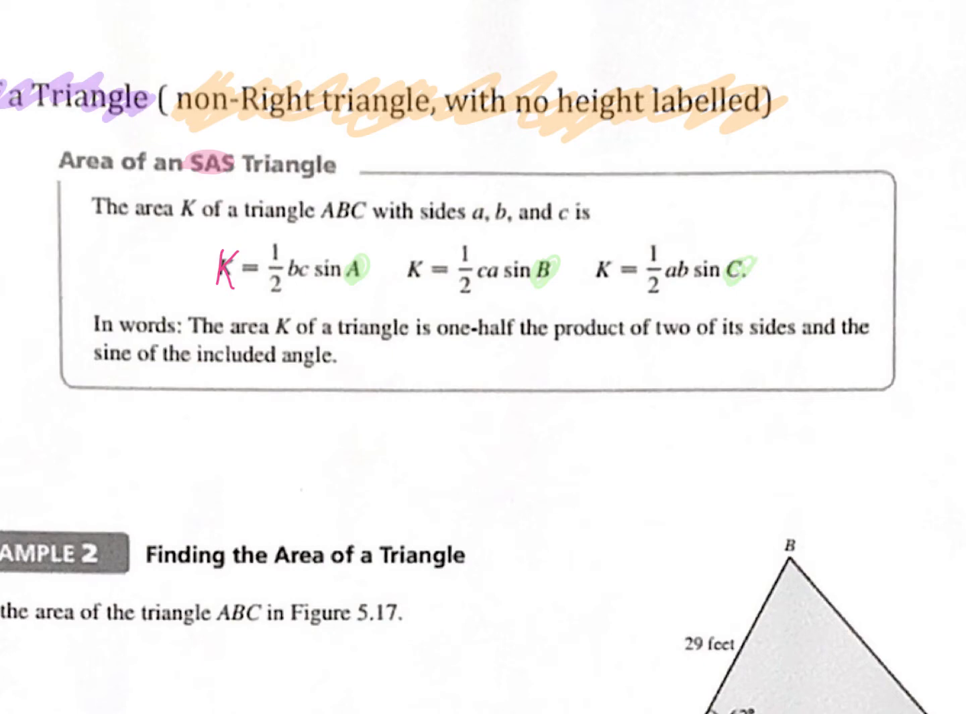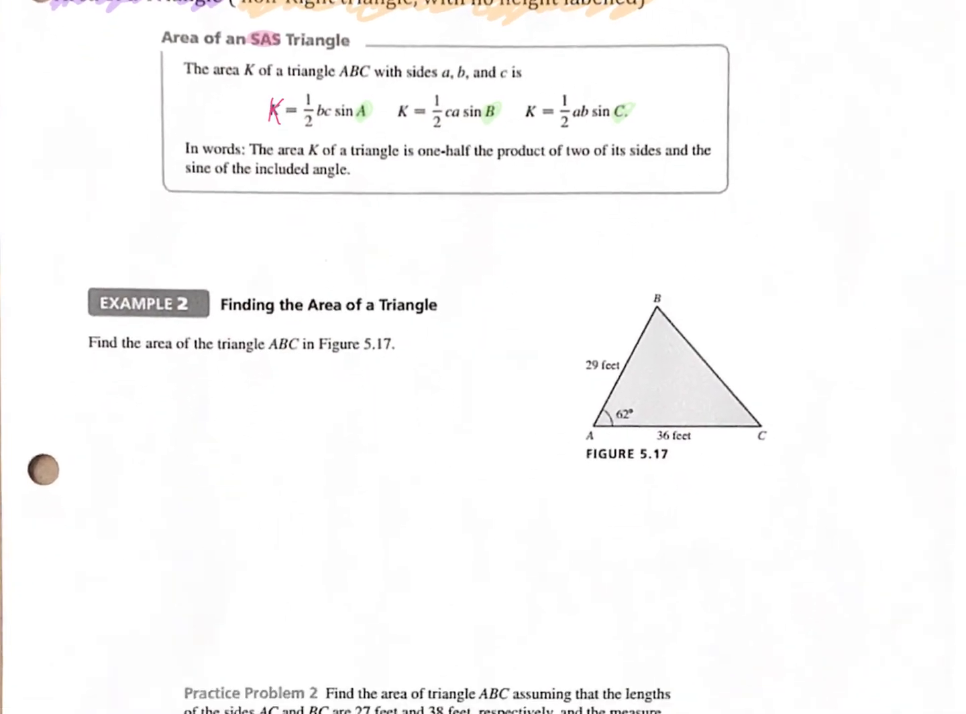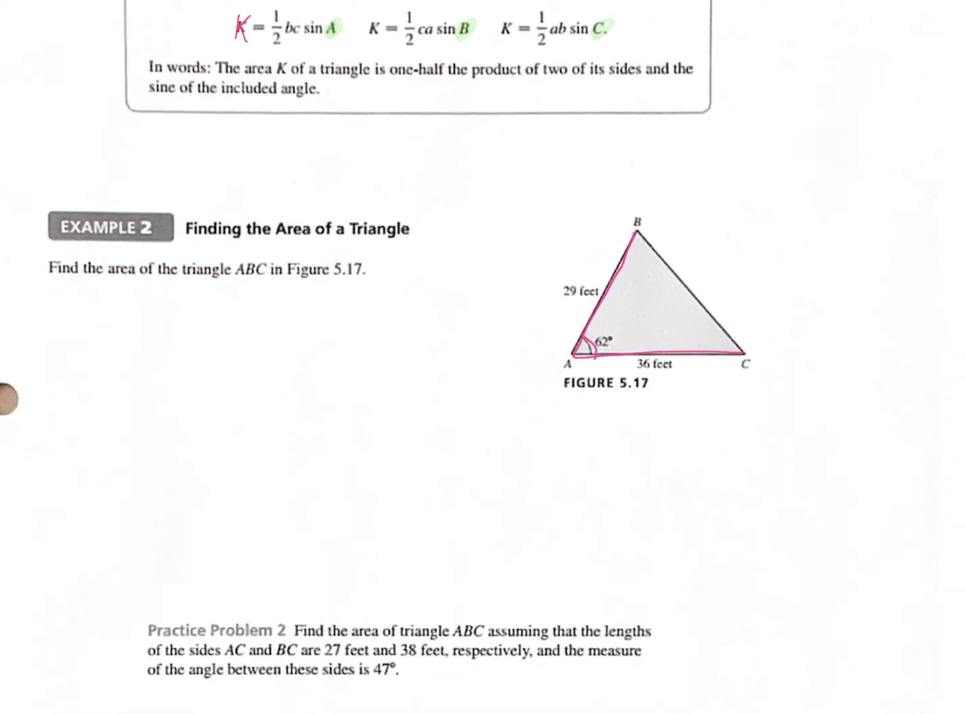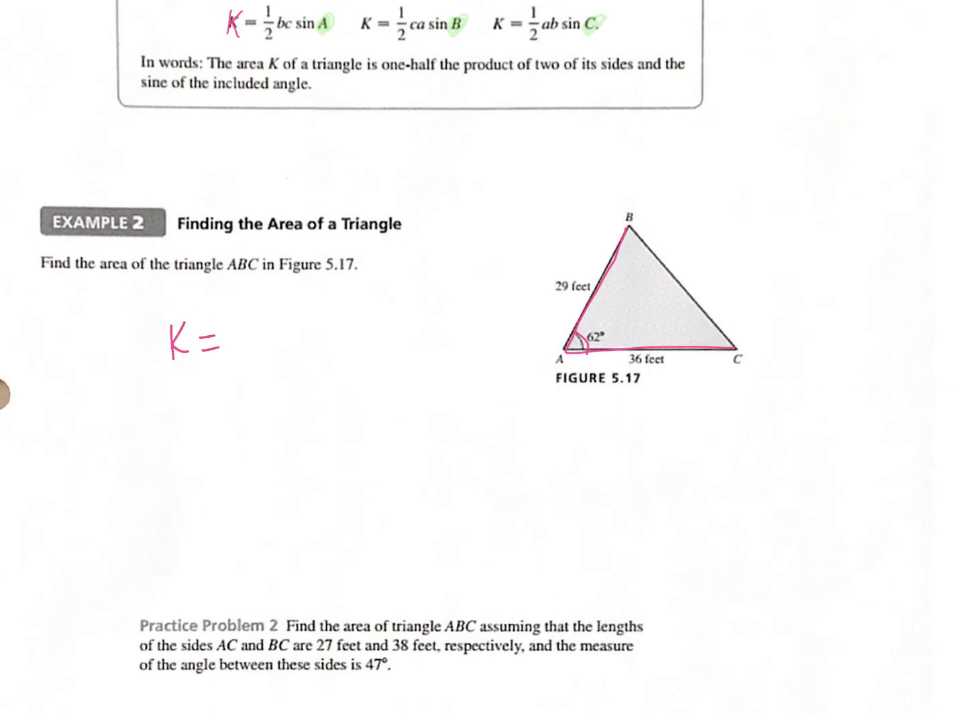Okay? All right, so let's just look at a couple of examples, but this is really pretty straightforward in terms of the plugging in. It says find the area of this triangle. So we are given this side angle side. And so to find the area, we're just going to do K is equal to 1/2 times the length of each side. So the 29 times 36 times the sine of 62. And you're just plugging into the calculator.